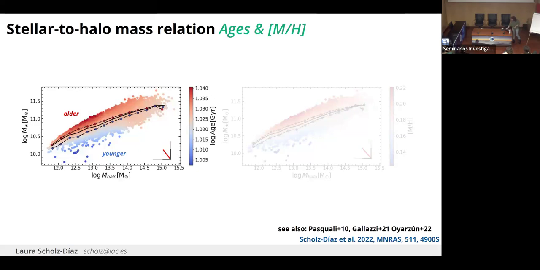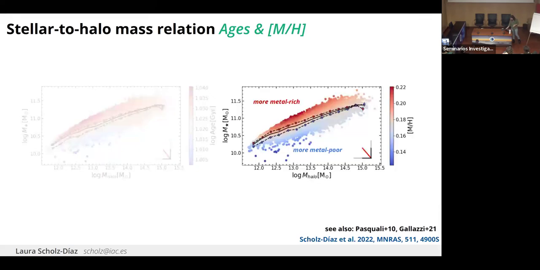This is also something that we see in the metallicities of the galaxies. So you see a very similar behavior to what we found in age. More massive galaxies are more metal rich, less massive galaxies are more metal poor, but when they live in halos of different masses, they also have different metallicities.